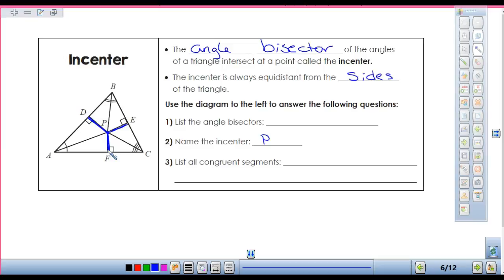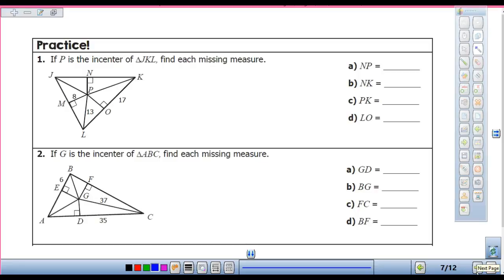Right? So my congruent segments of this are, what are my 3 big ones that I want to talk about? VP is congruent to PE is congruent to, yeah. Alright, so in number 1, what's NP? 8.